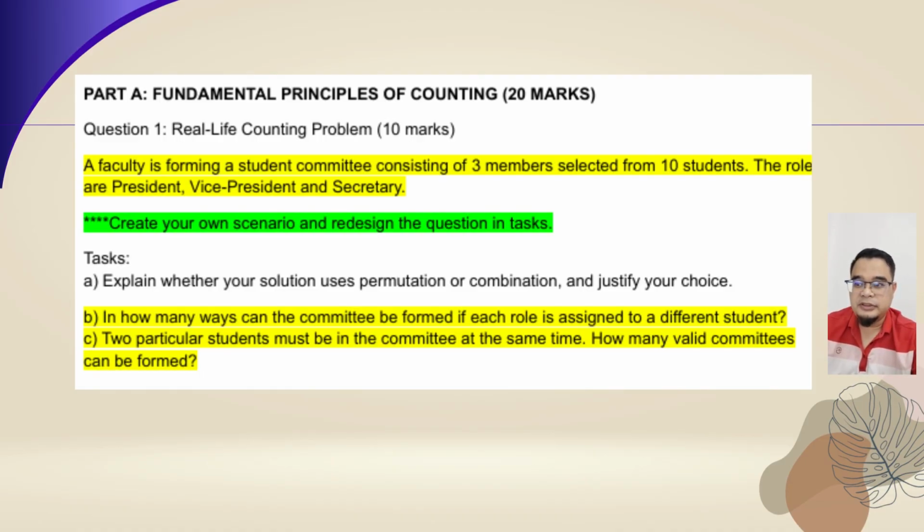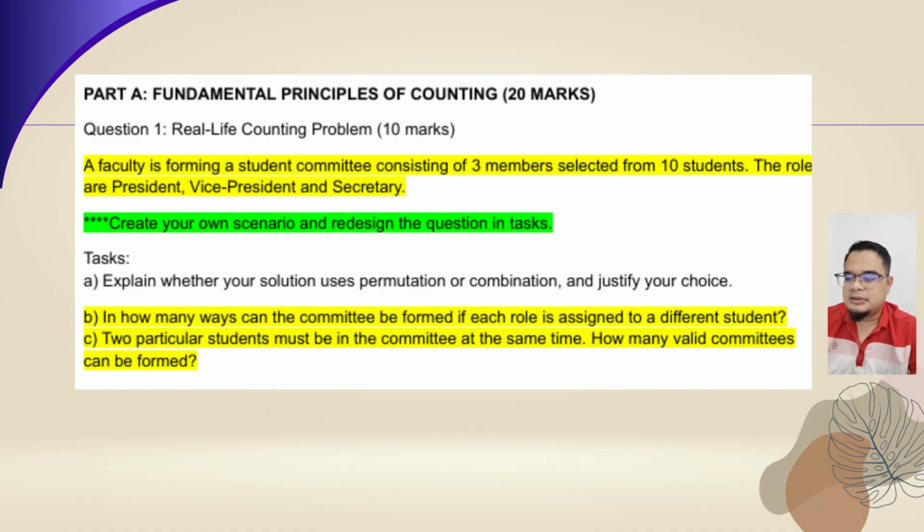I will be presenting part A, fundamental principles of counting, for question number 1. The question is, a faculty is forming a student committee consisting of 3 members selected from 10 students. The roles are president, vice president and secretary. And then I need to create my own scenario.